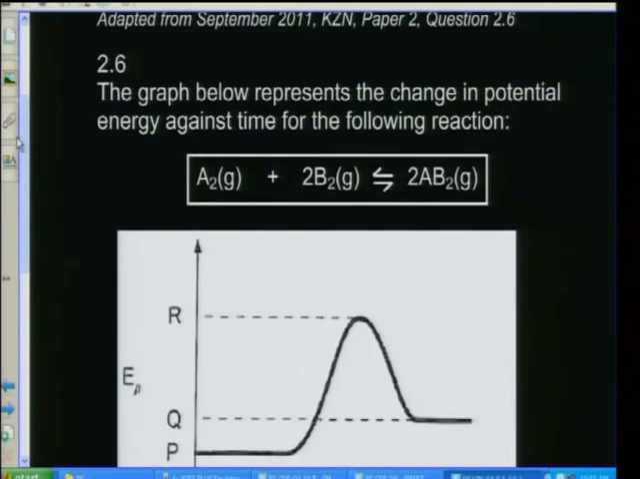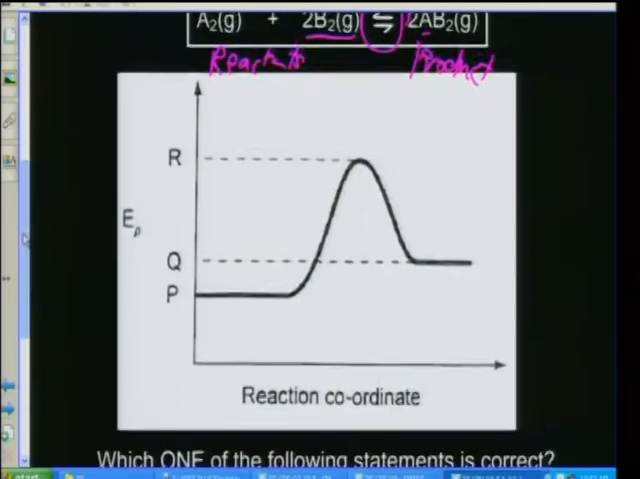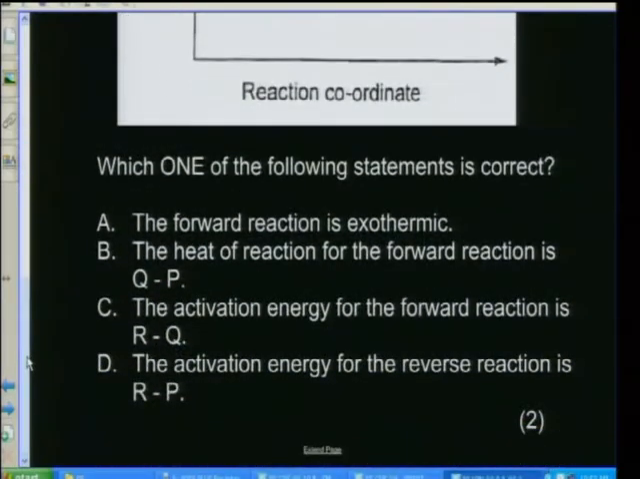2.6. The graph below represents a change in potential energy for the following reaction. So it says A2 plus 2B2 gives you 2A. Okay? So we recognize these are the reactants, and this is the product. Notice it's in equilibrium, and we're given this graph. Now, read the question. It says, which one of the following statements is correct?